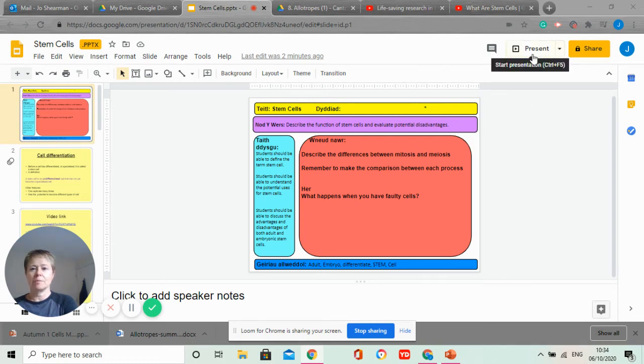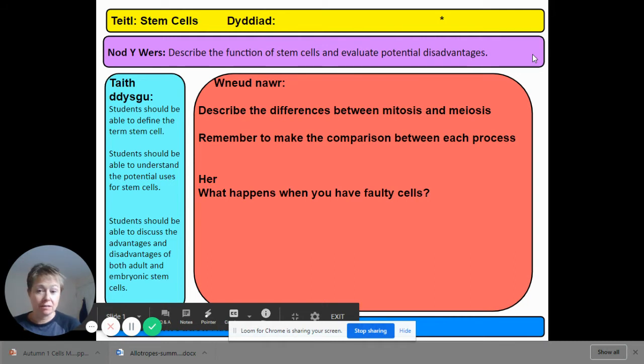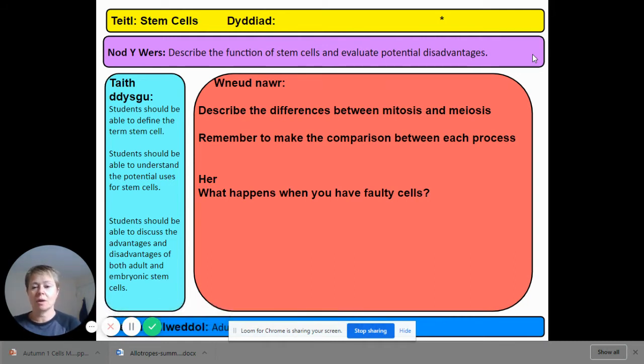Hello everyone. Today we're going to be learning about stem cells. This is our last lesson in the cells topic. So once we've done this, we will be revising for the topic test. But today we're going to spend our double lesson on stem cells.